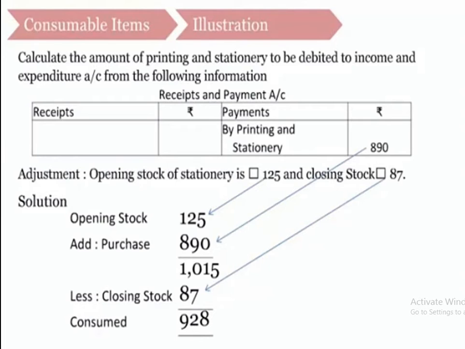Here the opening stock is 125 and the purchase, taken from the receipts and payment account on the payment side, is 890. So the total is 1015 and we have to less the closing stock. The closing stock is 87. So you will get the answer, consumed is 928. Clear?